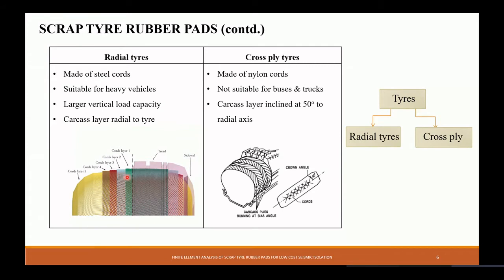Okay, so if you look at it here, these are the multiple cord layers. Okay, and these are the rubber treads that you see, as opposed to cross-ply tires, which are of nylon cords. Okay, and these are not suitable for heavy vehicles like buses and trucks. Carcass layers are basically inclined. If you look at it, these are not perpendicular, but these are actually inclined 50 degrees to the radial axis.